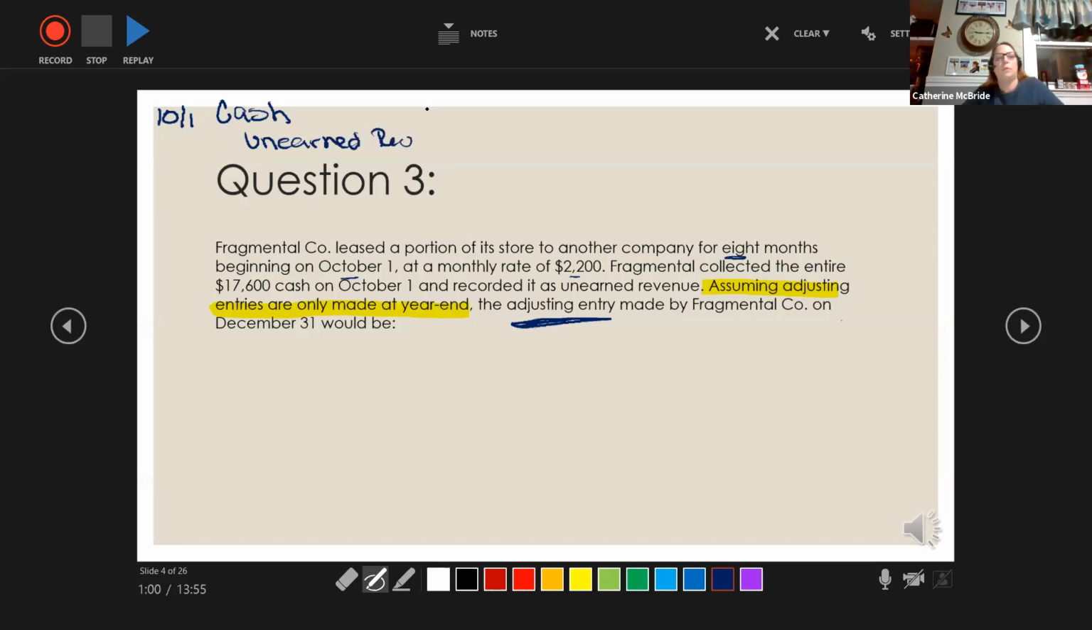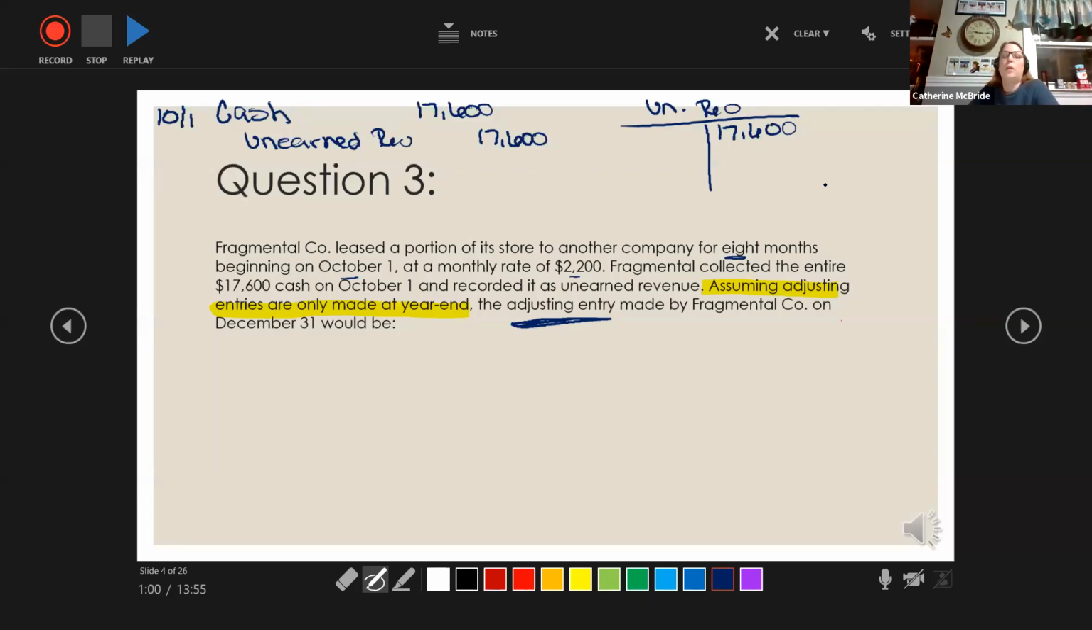For $17,600. So right now, when we start here, our unearned revenue account starts out with a credit balance of $17,600. That's what happened before.